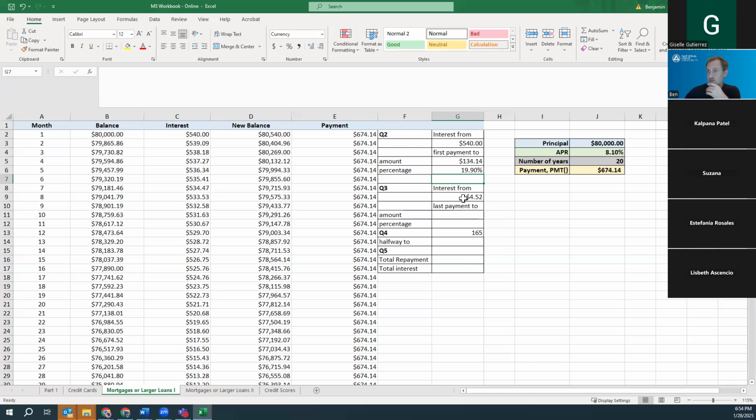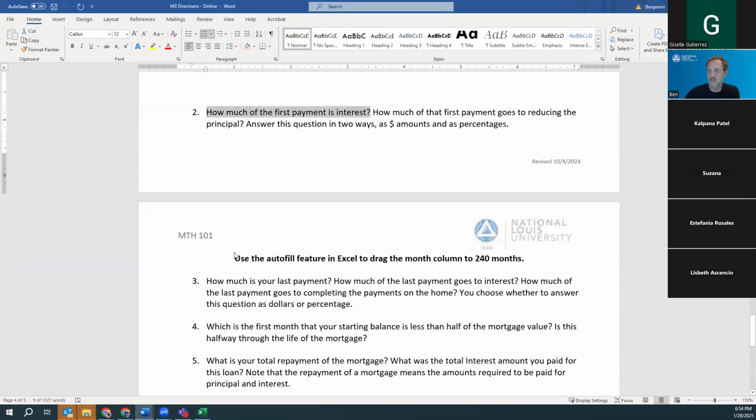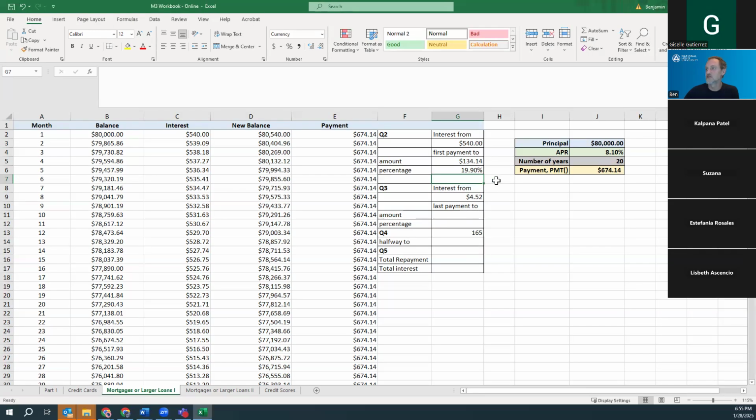Okay. In question 3, then we're going to look at what happens at the end of it. There's a spot missing here, but it's because the first question is kind of silly. How much is your last payment? Well, my last payment is the same as my first payment. So my last payment, I'm just going to put it here, $674.14. So the interest in the last payment is just $452. And I can repeat the process here to see how much money is going to principal in terms of dollars, and then what percentage of my payment is that.